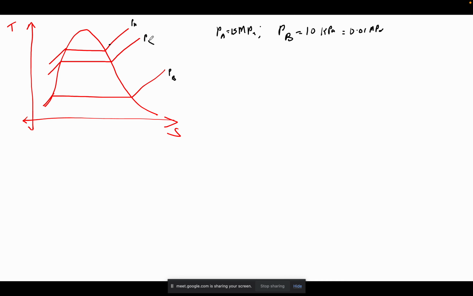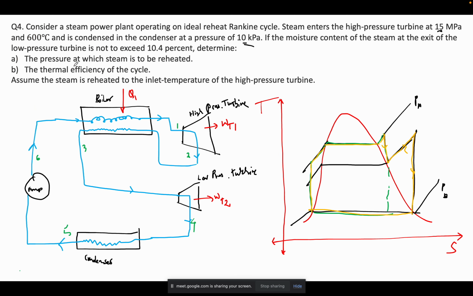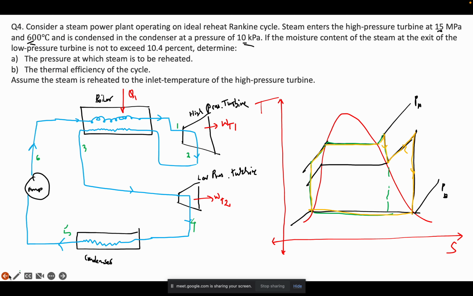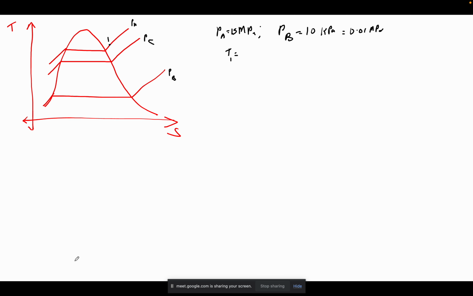But we don't know what is the intermediate pressure PC. So that we have to calculate. We have to find out what is the pressure at which the reheat takes place. Okay, we'll find it out. What other things are given? We are given the temperature at this, so that means we know the point 1. At this point 1, my T1 is 600 degrees Celsius.